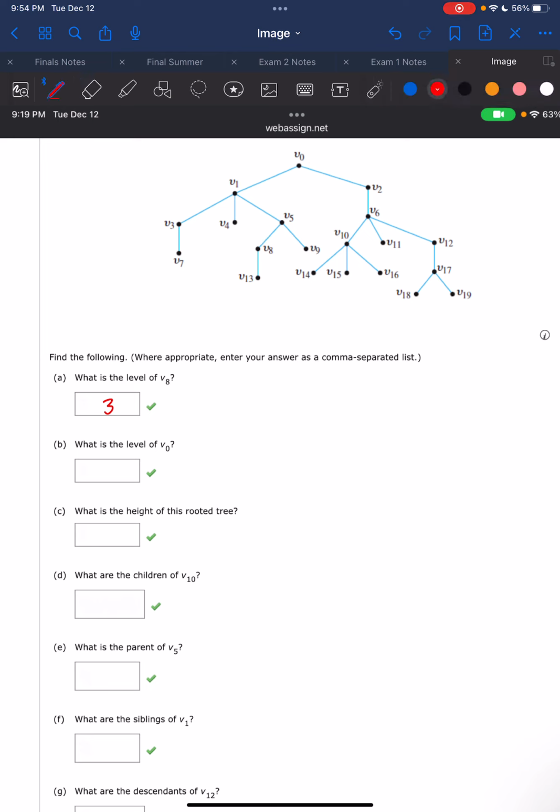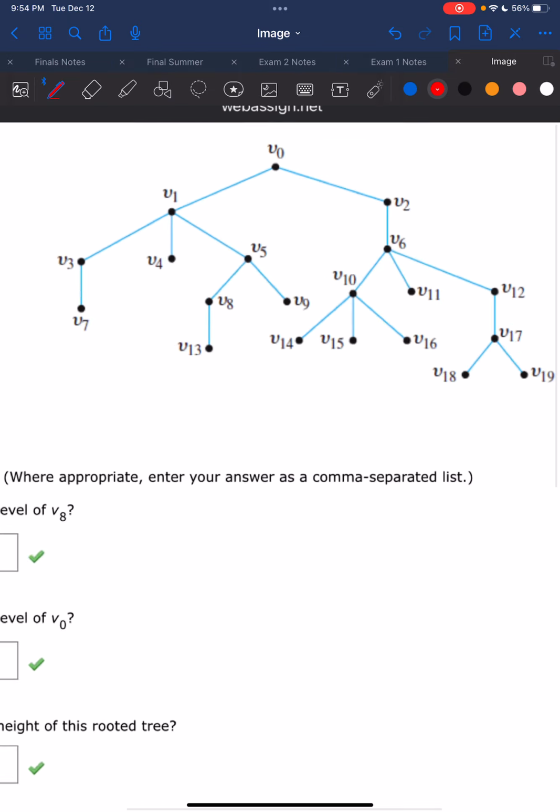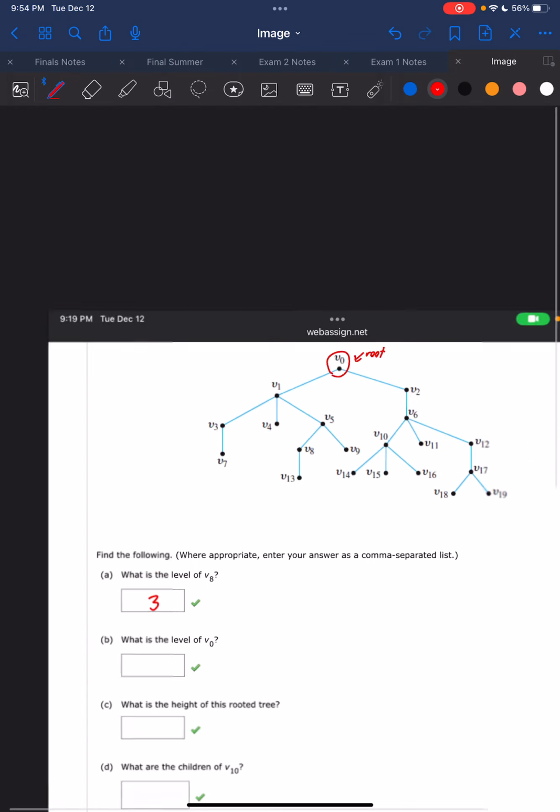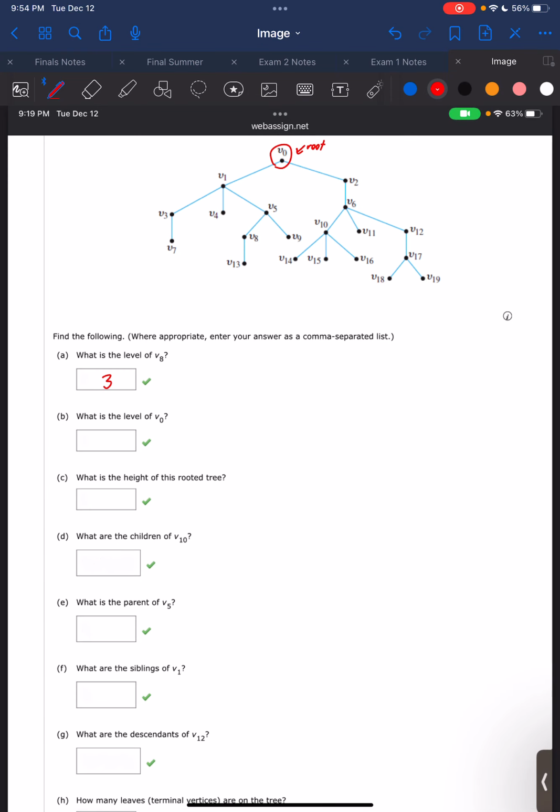Now let's check the level of V0. So again, the level is the amount of edges between the root and whatever node that we're trying to find the level of. So first, let's identify the root again. So the root is V0. And because we're looking for the level of V0, and there's 0 edges between V0 and the root, which is also V0, then the level of V0 is 0. Okay. Next, it's asking for the height of the tree.